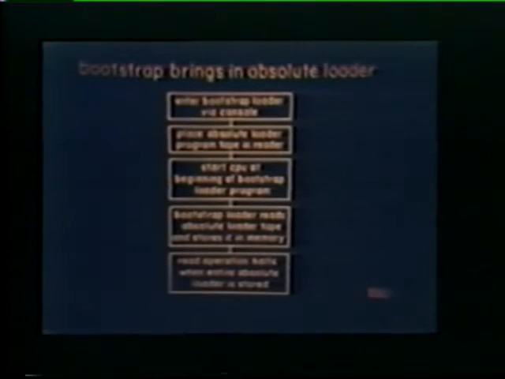First, we enter the bootstrap loader through the console keyboard. Next, we place the absolute loader program tape into the reader. Then we start the CPU at the beginning of the bootstrap loader program. The bootstrap loader reads the absolute loader tape and stores it into memory. This read operation halts when the entire absolute loader program has been transferred into memory.